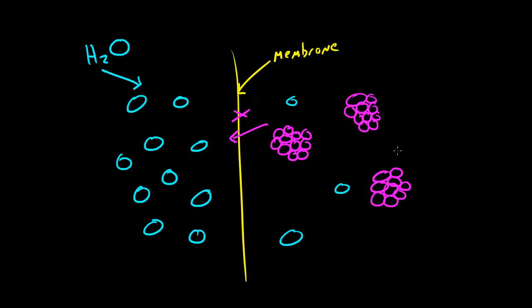And again, my sucrose looks like a bunch of grapes. Why is it that every time I try to draw a molecule bigger than water or oxygen, it always ends up looking like grapes? I don't know.